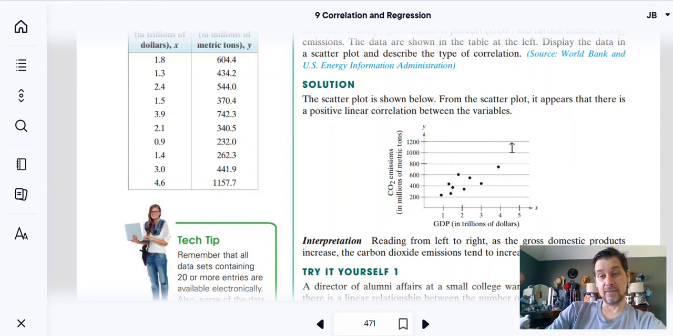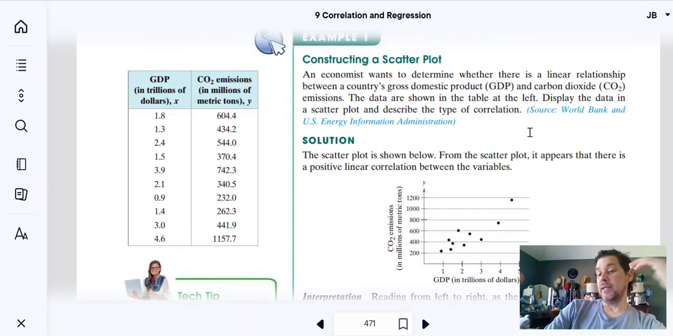So I think it's safe to say that the trend we see is that, yeah, as GDP gets bigger, so do CO2 emissions. Okay, so that's what a scatter plot is, and that's what it does. It allows us to see trends in data. For paired data, the plot represents the data points. One of the values has to be chosen as the x value, which is on the horizontal axis, and the other has to be the y value, which is on the vertical axis.